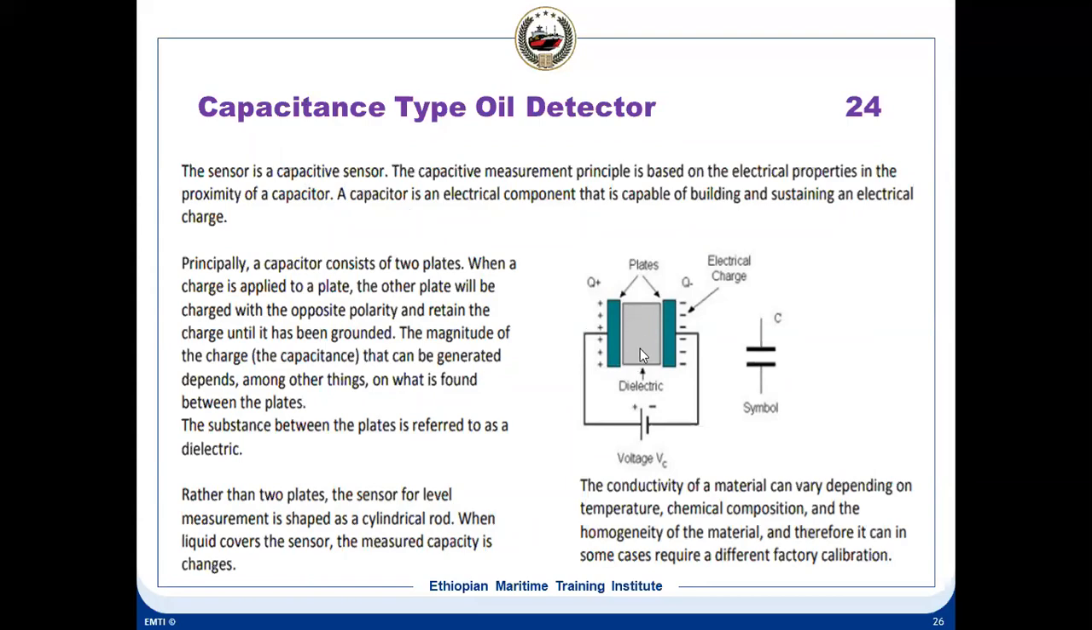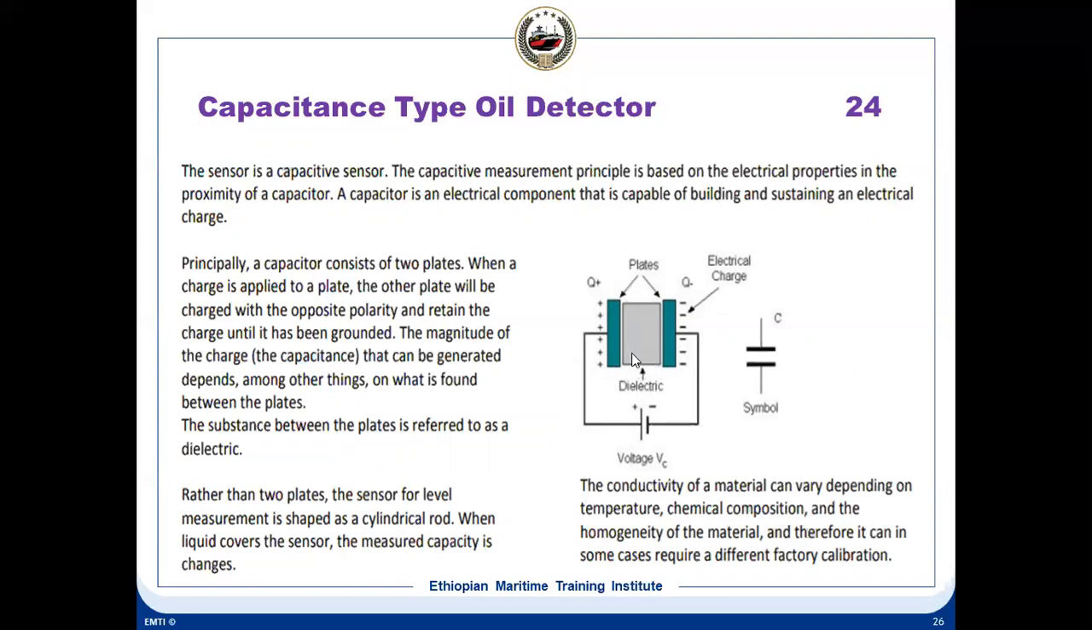This is the dielectric. So we have two electrodes here. The capacity measurement principle is based on the electrical properties in the proximity of a capacitor. It consists of two plates. When a charge is applied to this plate, the other plate will be charged with the opposite polarity and retain the charge until it has been grounded. So the magnitude of the capacitance that can be generated depends upon what is found between these two plates. The substance between these two plates is referred to as a dielectric.